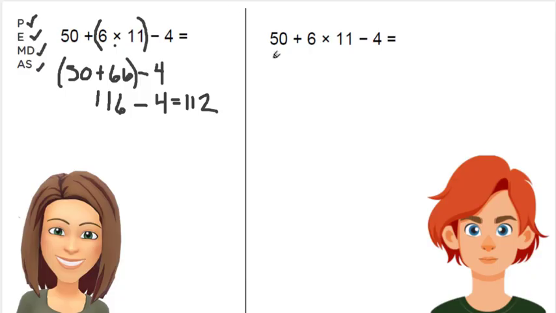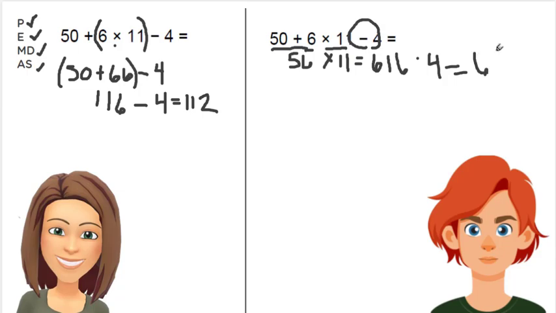Now let's go over here and solve it just like some of us think we should. This is a common error with students and adults alike. They just want to go left to right. 50 plus 6 is 56, right? I'm just going to underline as I use them, times 11. And that answer so far is 616. So I've used my 50 plus 6, then I multiplied that by 11. I still have my minus 4. I'm just going to stick it here at the end. Everything goes in order from left to right, and my answer is 612. We are 500 points apart. Those answers aren't even close.